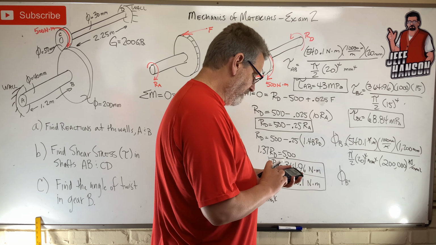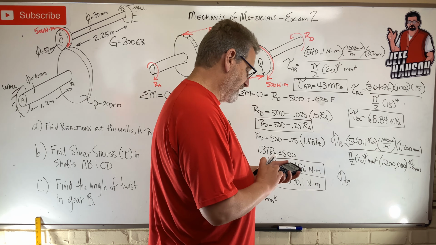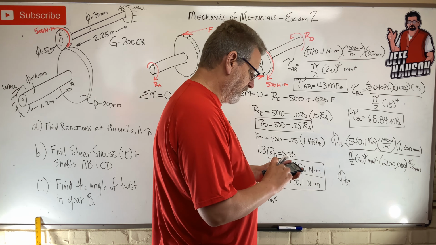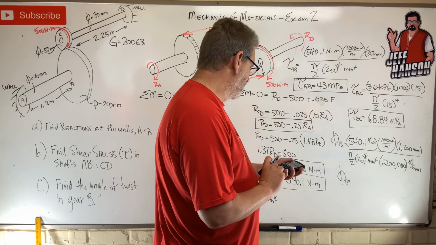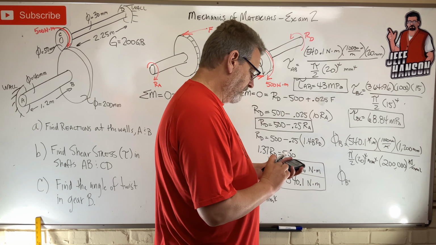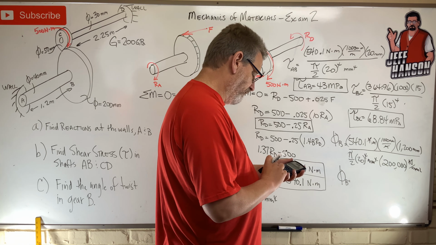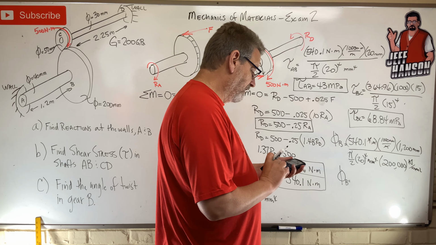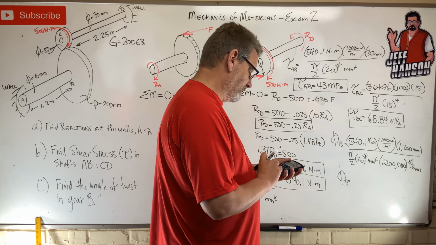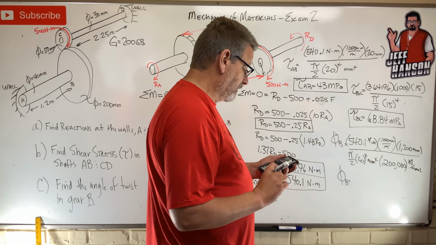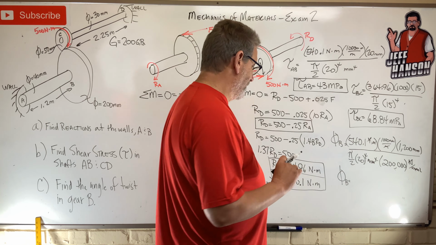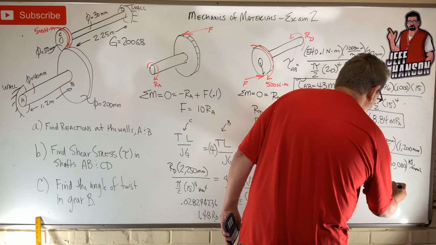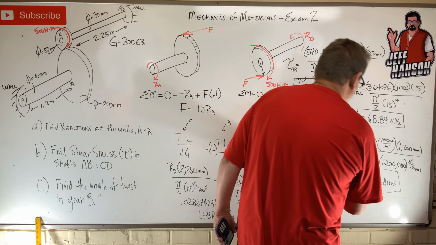540.1 times 1,000 times 1,200, equals, and then times 2, and then divided by pi, 3.14159 equals, divided by 20 to the 4th, and then divided by 200,000. 0.01289. So 0.0129 radians.